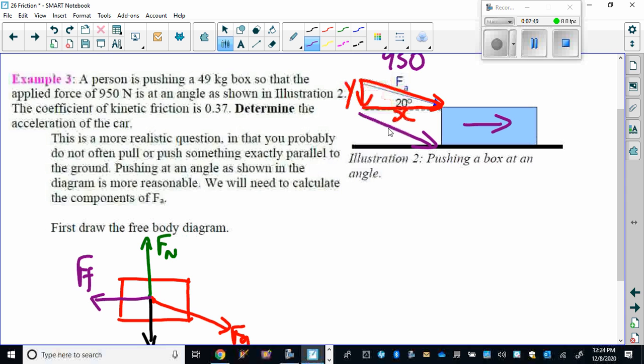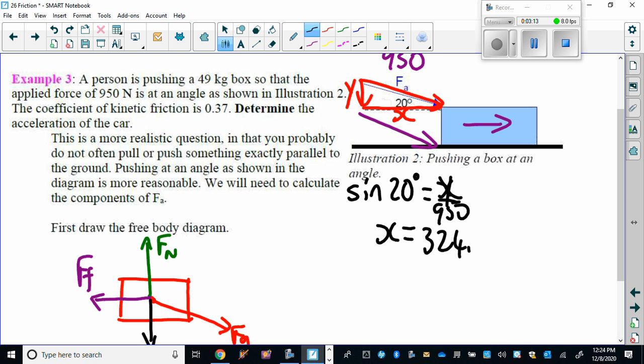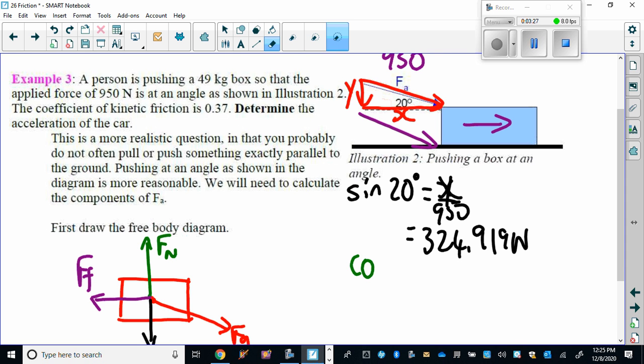So sine and cosine, let's just do that here. The sine of 20 degrees equals x over 950. Therefore, x equals, sorry, I said that wrong. It should be y. Y, we do y, the sine. And y would end up being 324.919 newtons. And to find out x, oh, I just made the same mistake. Oh, it's tragic. It's y.